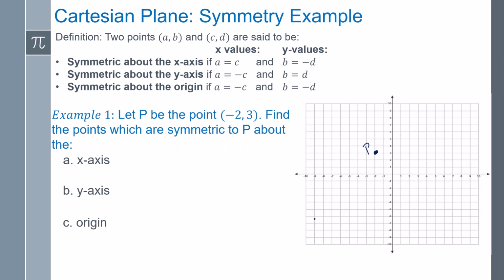So let's practice that. What does this mean practically? Using the definition, how do I actually reflect things? That's what we're really trying to get at. If I have point P and it's the point (-2, 3), find the points which are symmetric about P. First, symmetric about the x-axis. It's the y value that gets a negative added to it. So if my point is (-2, 3), if I add a negative to my y value, I get (-2, -3).